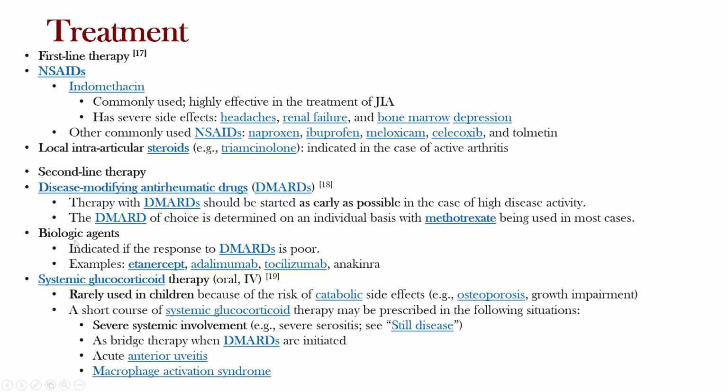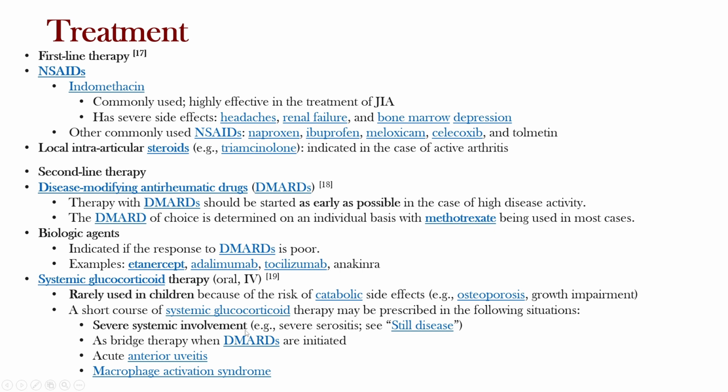We could also use some biologic agents, each one of which is an inhibitor of certain inflammatory cells. We can also give systemic glucocorticoid therapy, oral or IV, but it's rarely used in children because it has some risk of catabolic side effects like osteoporosis or growth impairment.